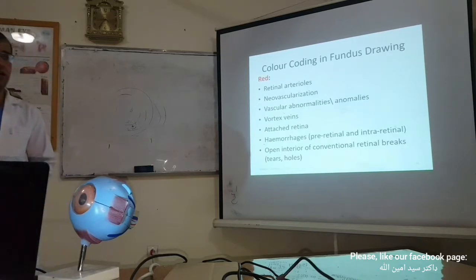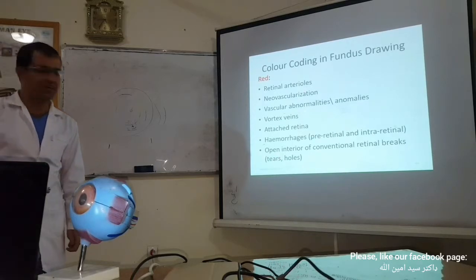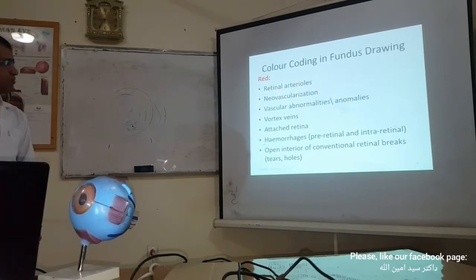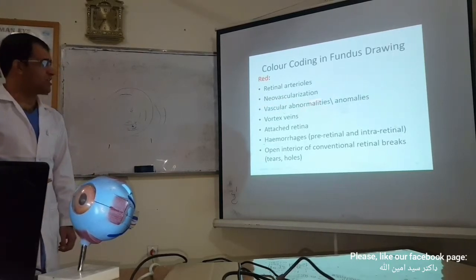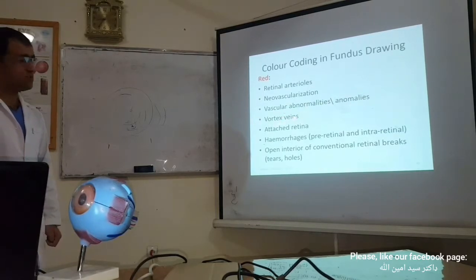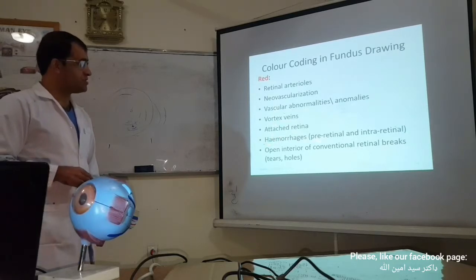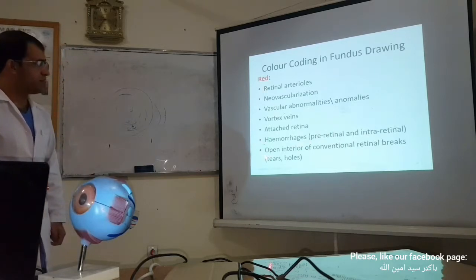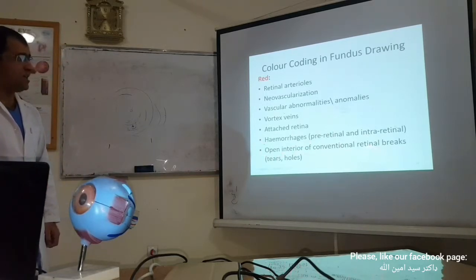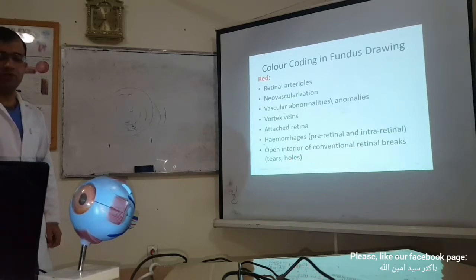Okay, now we come to the colors. Which colors? Before coming to this, we know everything. We know which colors are used for arterioles, neovascularization, and vascular abnormalities like we saw hemangiomas in the fundus, and vortex veins. I said before, attached retina, we talked about it, is going to be in rich color. Hemorrhages, preretinal, intraretinal, large hemorrhages, they all should be in rich color. And the open interior of conventional retinal breaks, tears, holes, all of them, the inner part, not the outer, the inner side is going to be with rich color.